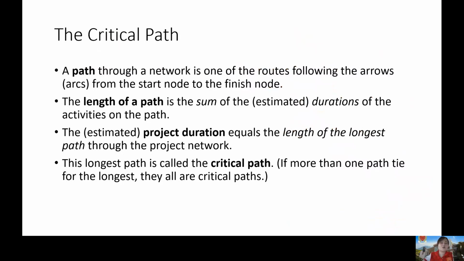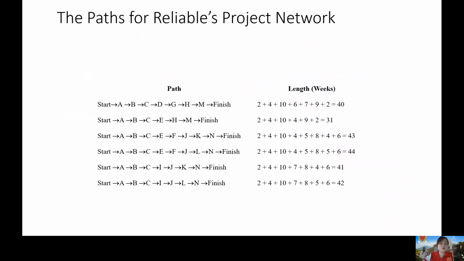So, for example, these are the different paths that you can get from the network that we made. Okay? So, what we crash is this one, because this is the longest path. 44 out of 44, the others are 40, 31, 43, 41, 42. This is 44. So, that is the critical path: A, B, C, E, F, J, L, M. Okay? But there's an easier way to do that.